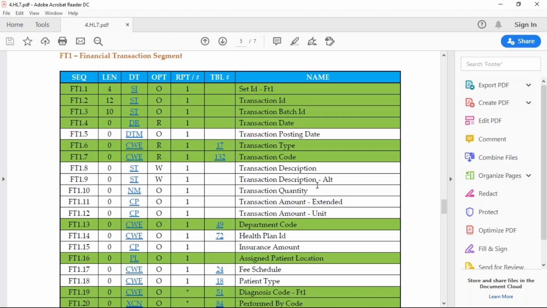Next is FT1-2, which is the transaction ID. So as I said, each and every module that we are going to use in the system will have a unique ID.